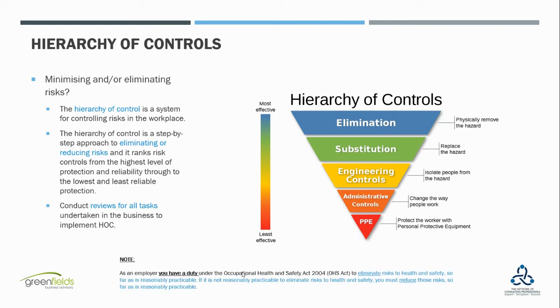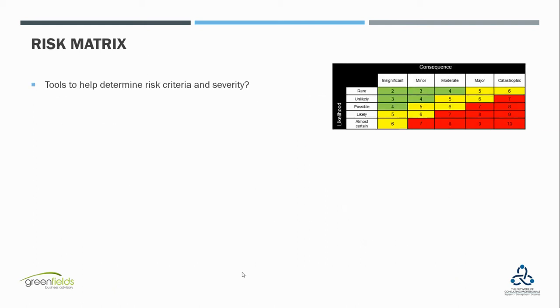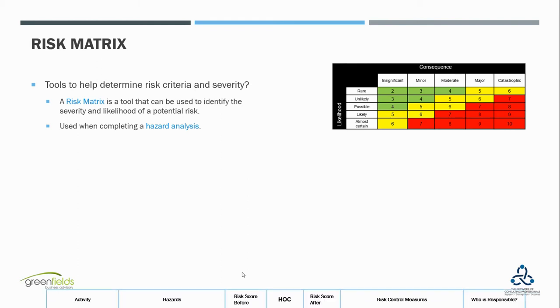Again, just a reminder, as an employer, you have a duty under the Occupational Health and Safety Act to eliminate risks. If you can't, so far as is reasonably practicable, eliminate them, you must reduce those risks. So a tool to help us identify those risks is called a risk matrix. A risk matrix is a tool that can be used to identify the severity and likelihood of a potential risk. And it's used when completing a hazard analysis.